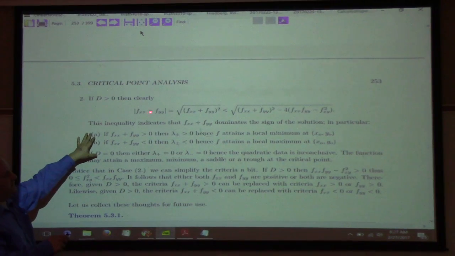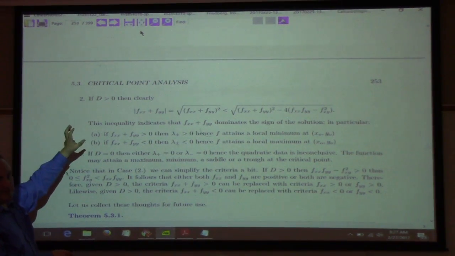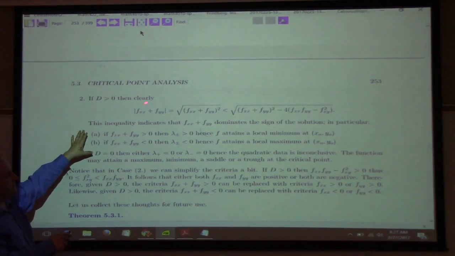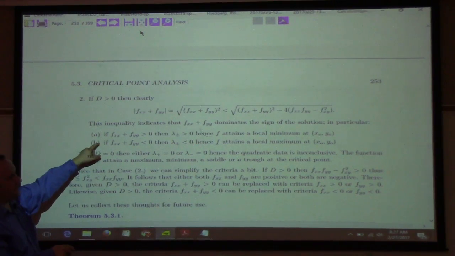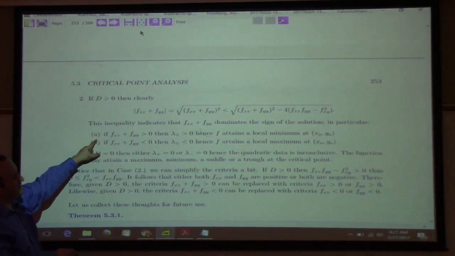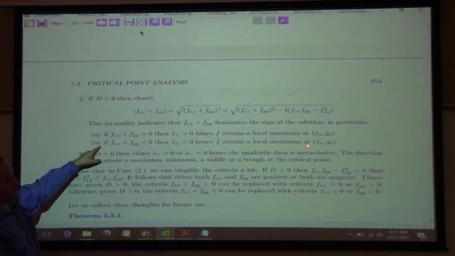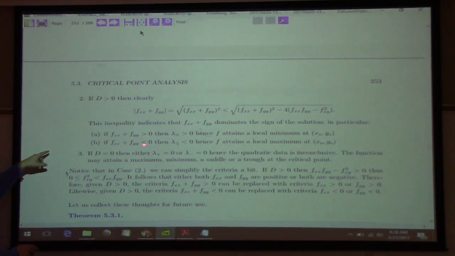I want this to dominate the solution. So if we go back to the past page, the sign of the characteristic equation's roots is governed by the first piece, because it wins over the radical. Either this is positive, so both roots are positive, or this is negative, so both roots are negative. In other words, if D is positive, we either have a local minimum when this is positive, or a local maximum when that's negative.